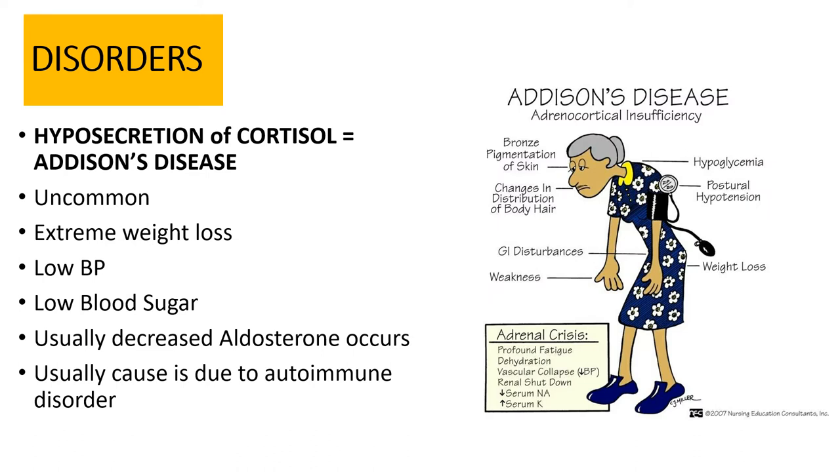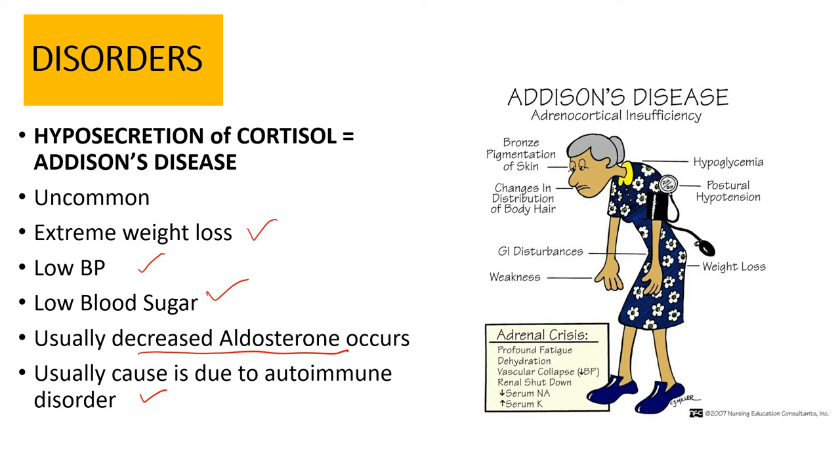Next, hyposecretion is called Addison's disease. Now, this is not as common. This is fairly rare. It's usually an immune disorder at work when you have hyposecretion, too little secretion of cortisol. Extreme weight loss, low blood pressure, low blood sugar, usually decreased aldosterone. For now, just memorize that. We'll talk more about aldosterone probably in a different one.